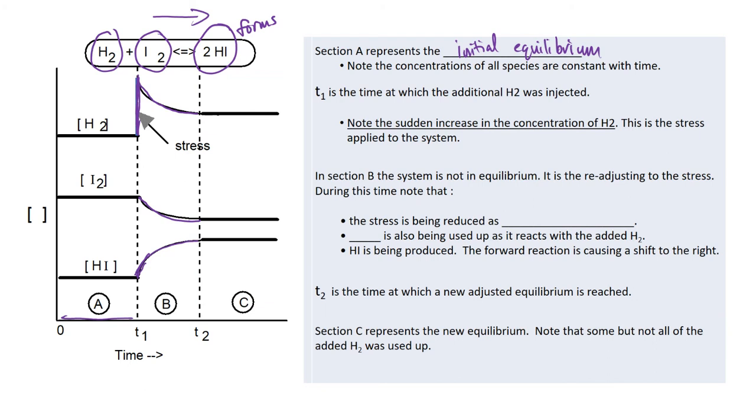Okay. So the stress is being reduced as H2 is used up. I2 is also used up because it's also a reactant. HI is being formed. Okay. At time 2, we've reached a new equilibrium where we have constant concentrations. Okay.